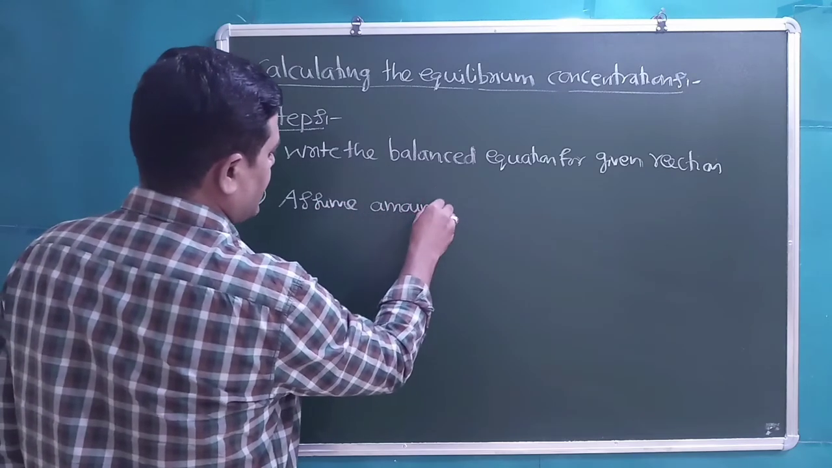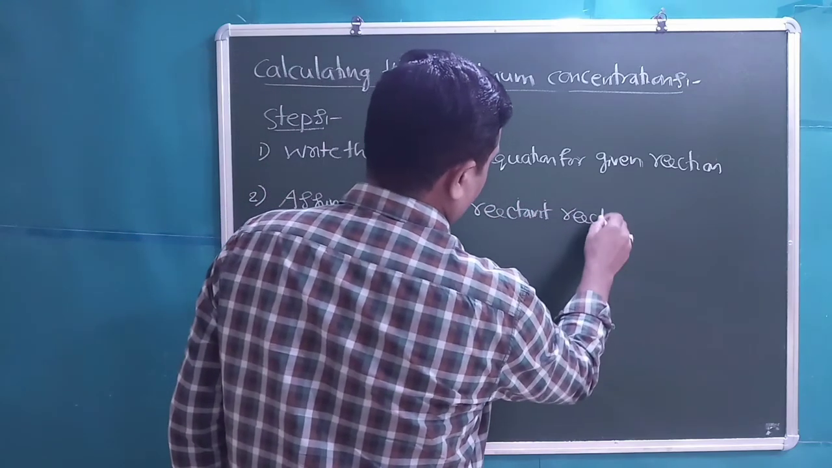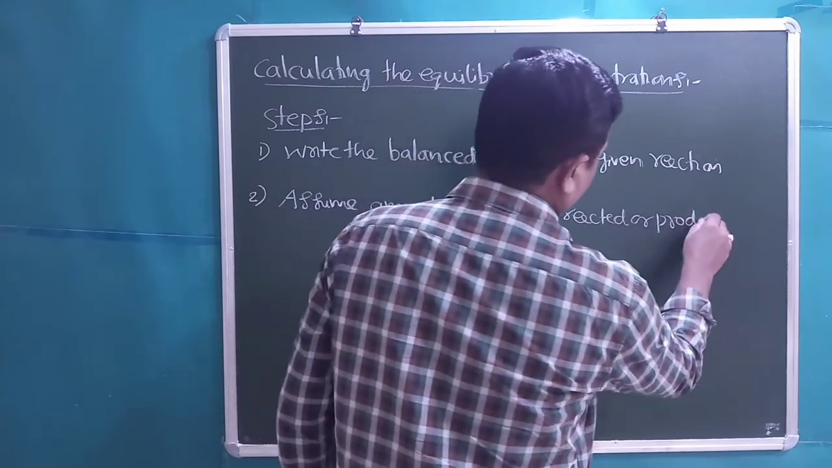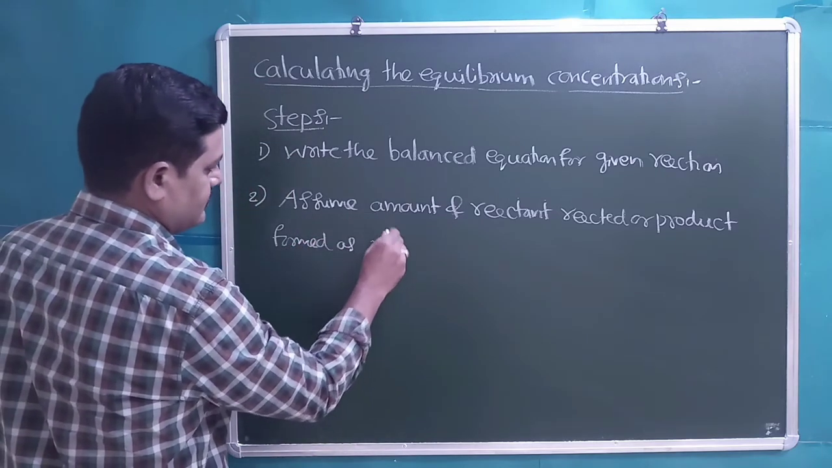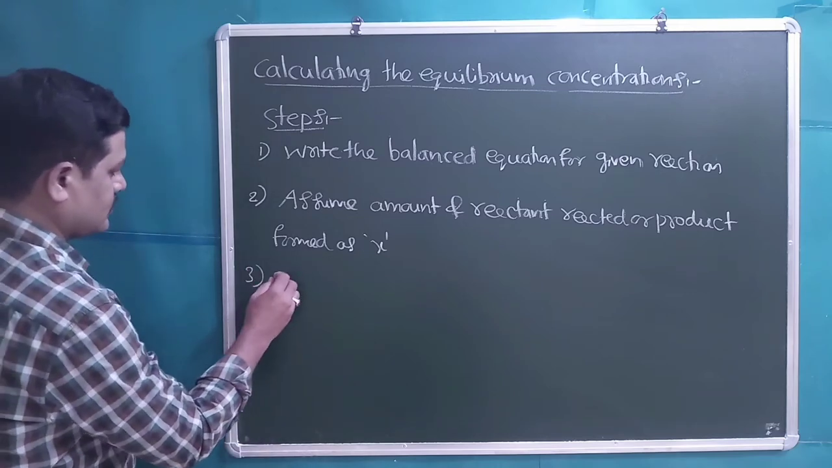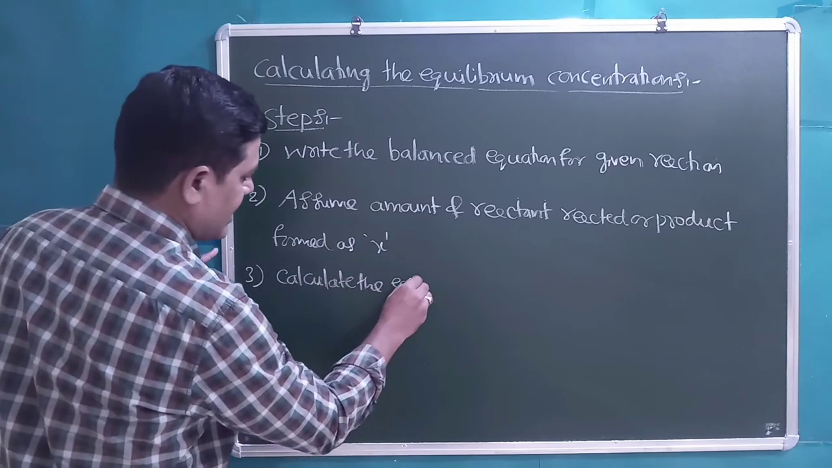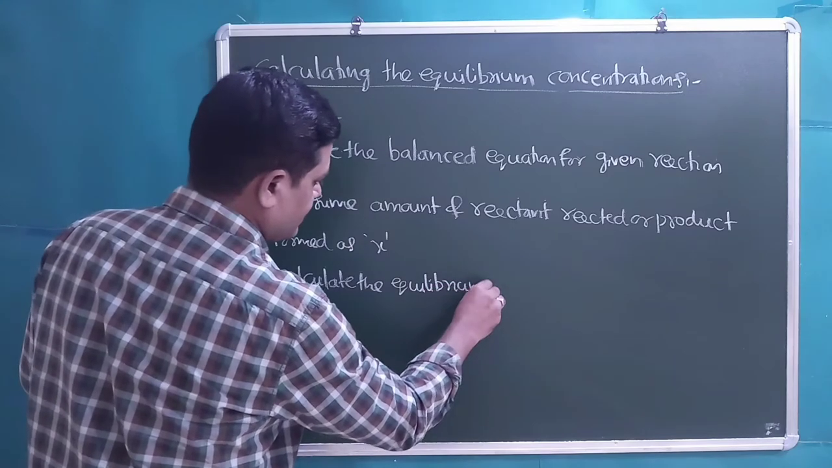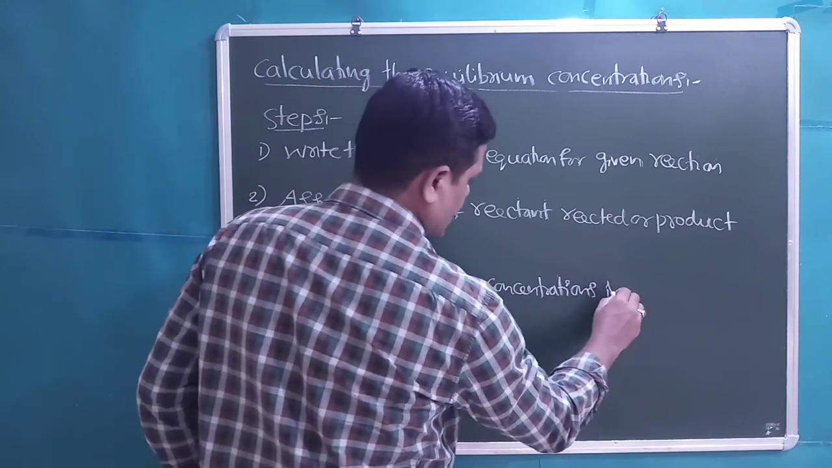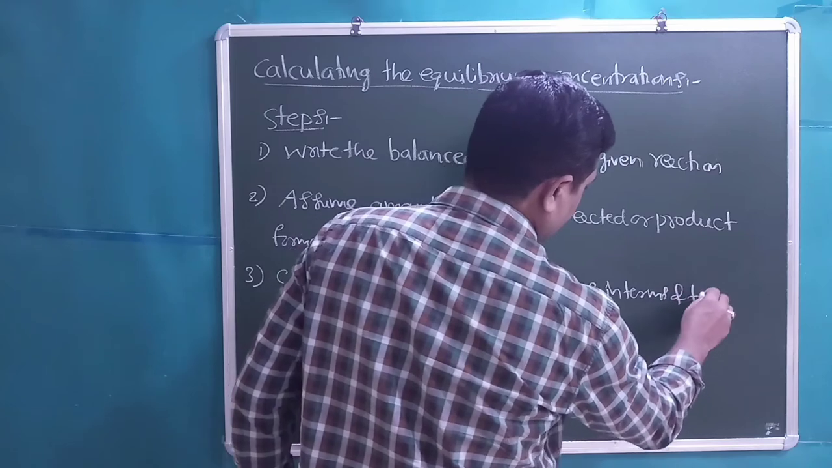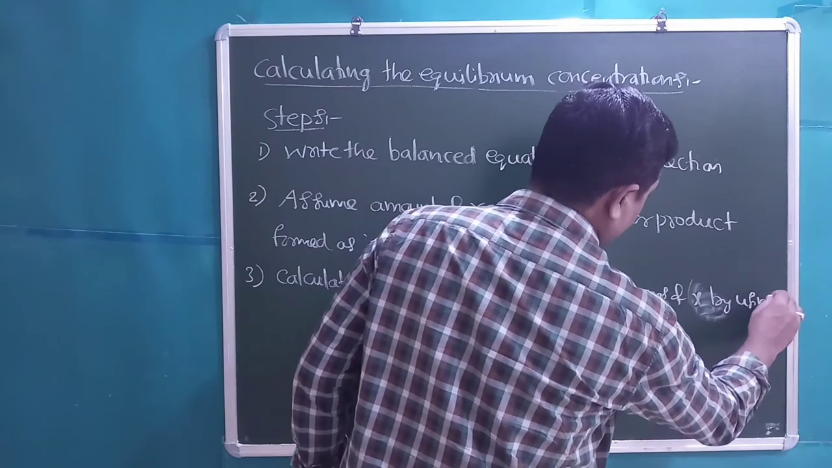Second one is assume the amount of reactant reacted or product formed as X. Then calculate the equilibrium concentrations in terms of X by using stoichiometry.